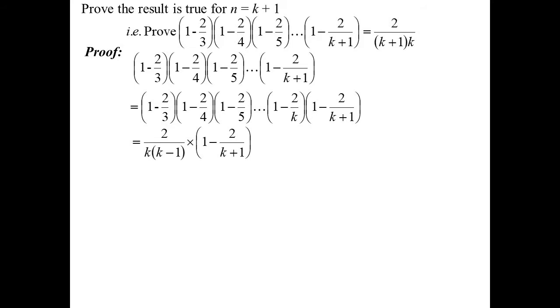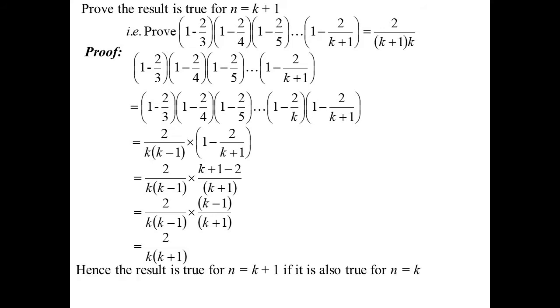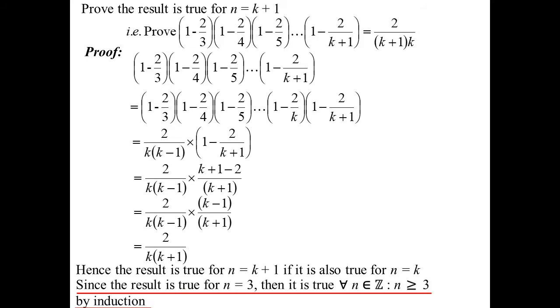Now we're trying to prove, okay, in this case it's all one fraction. So the second part of my multiplication there, I do want to combine into one fraction. So we'll get k plus 1 minus 2, which is of course k minus 1. Cancels with the k minus 1 in the bottom of the first one, and it drops out nicely. There it is, 2 on k, k plus 1. So hence it's true for k plus 1 if it's also true for k, etc., etc., etc.